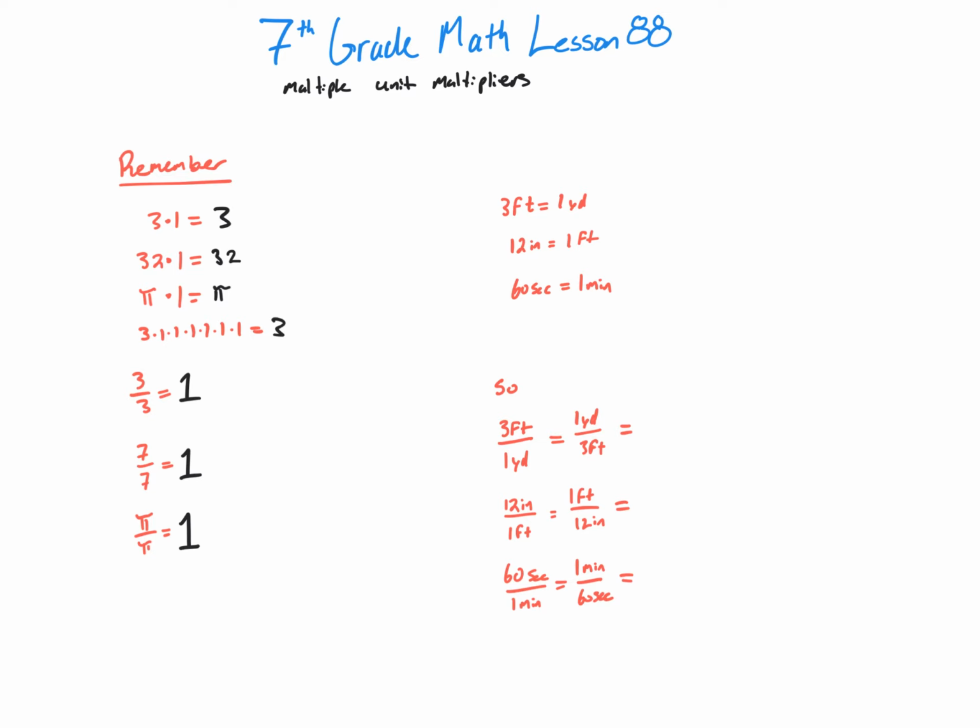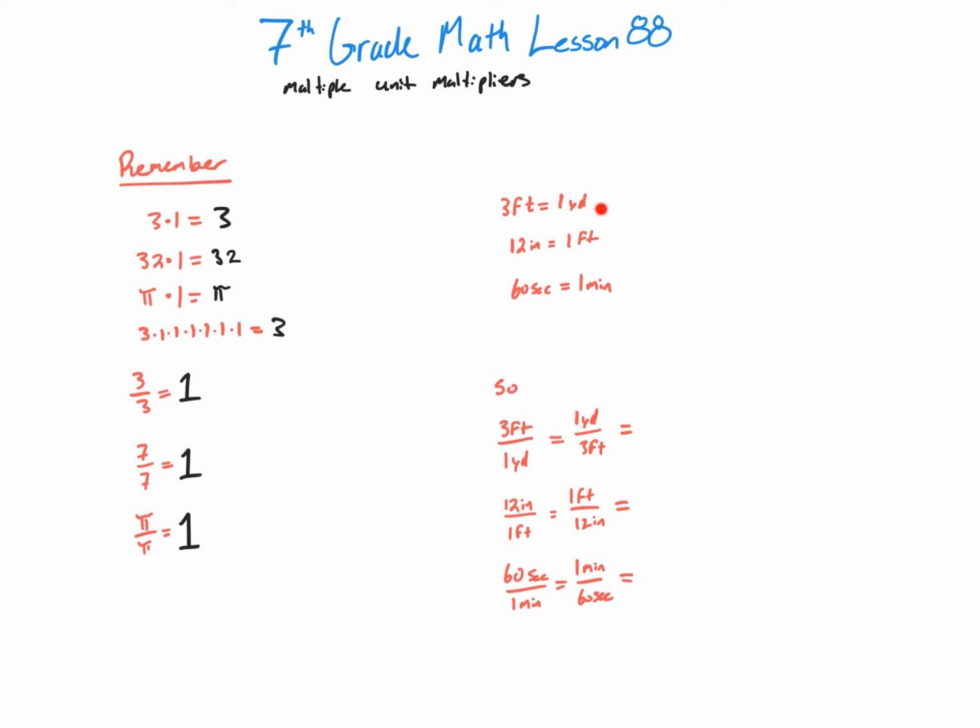Something else to remember is that there can be units of measure that are different, but they're the same thing. So 3 feet is the same thing as 1 yard. 12 inches is the same thing as 1 foot. 60 seconds is the same thing as 1 minute. So these two things are equal to each other.